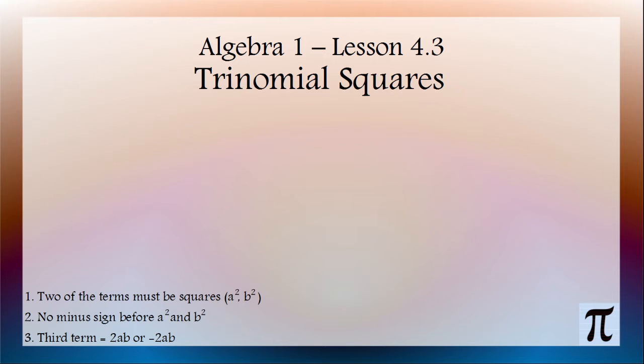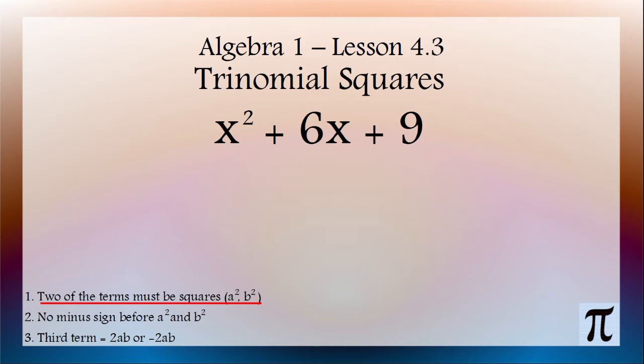Let's move these down here and take a look at an example. x squared plus 6x plus 9. Looking at the first rule, two of the terms must be squares. We're calling those a squared and b squared. Well, x squared is x squared and 9 is 3 squared. So we met the first requirement there.